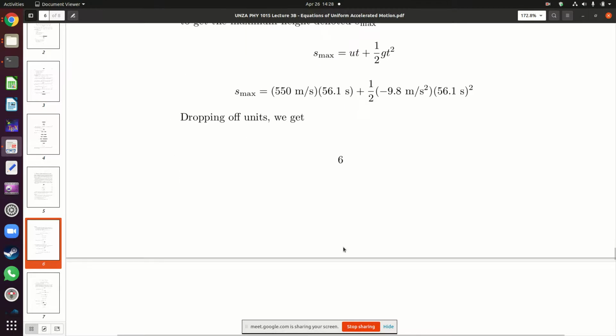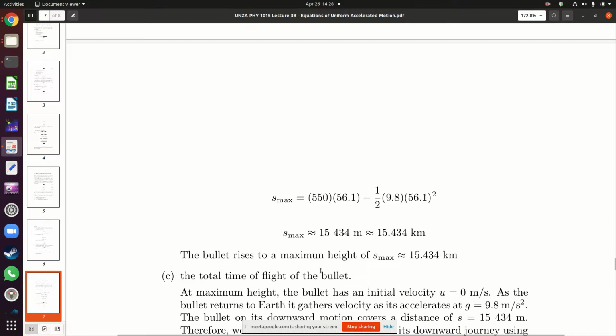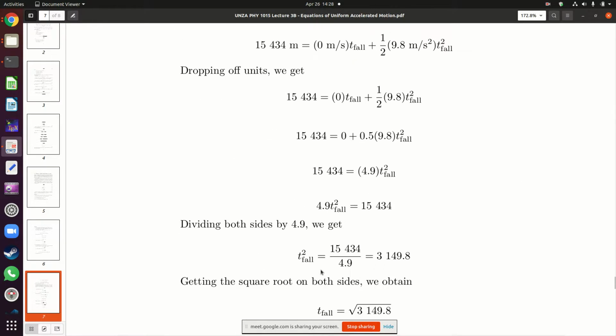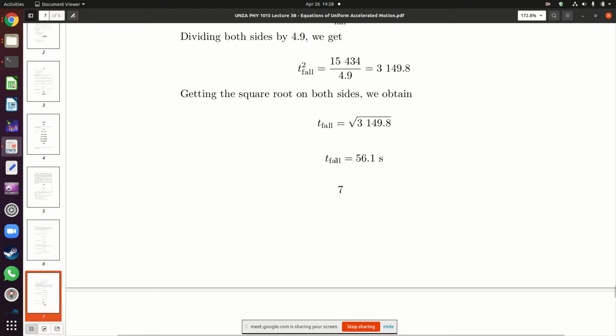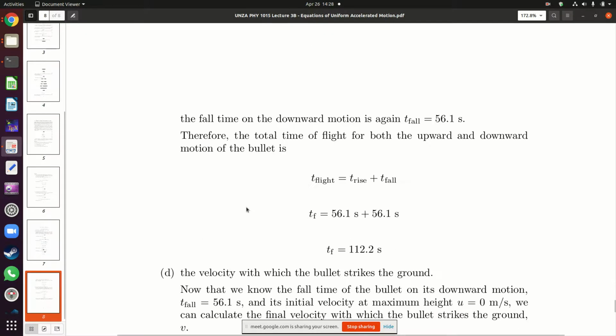So if the height to maximum height and the height through which the bullet falls are the same, what you see is that the rise time and the fall time are going to be the same. So we now have a fall time of 56.1, we have a rise time of 56.1, so we can work out the flight time. So the flight time in this case is going to be equal to the rise time plus the fall time. That's what flight time is going to be equal to. So rise time is 56.1 plus a fall time of 56.1.